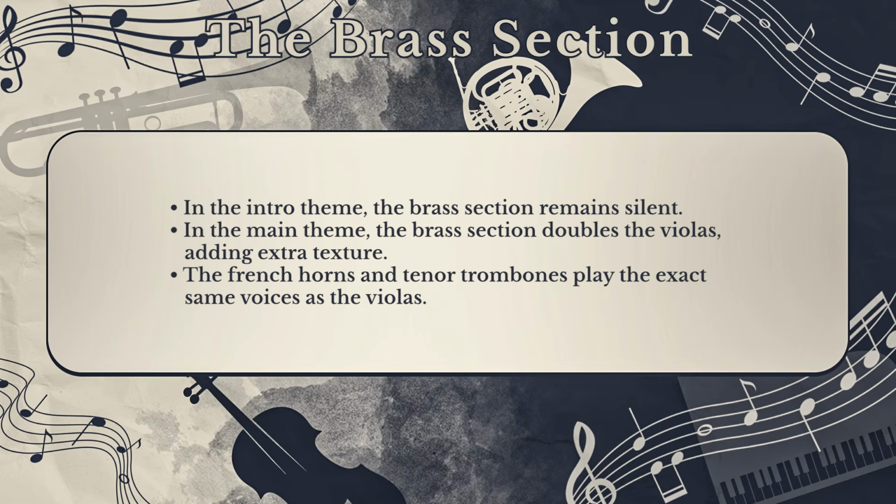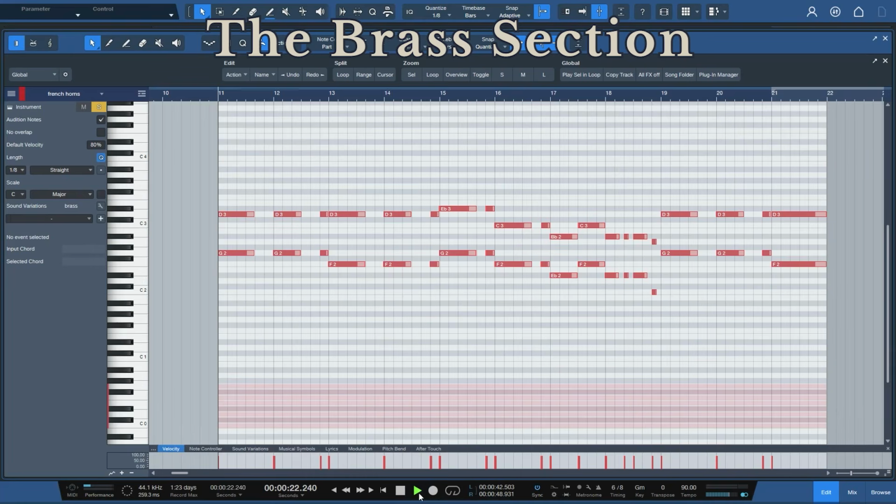In the intro theme, the brass section remains silent, but in the main theme, they double the violas, adding extra texture to the piece. The French horns and the tenor trombones play the exact same voices as the violas.